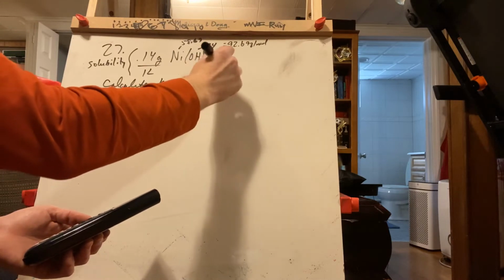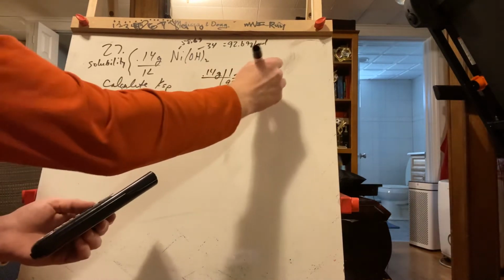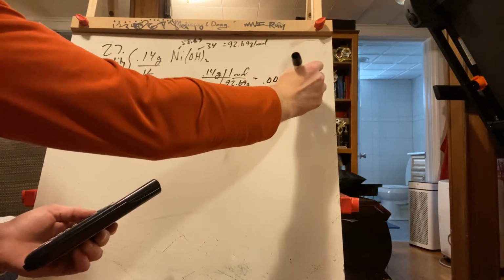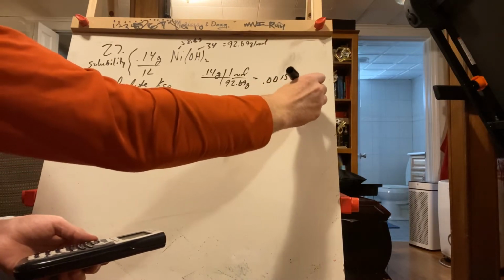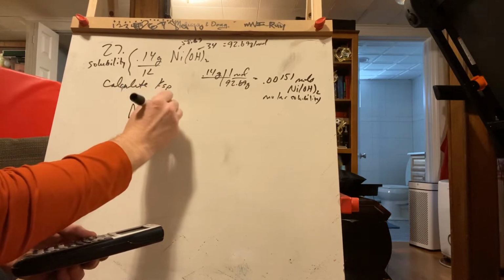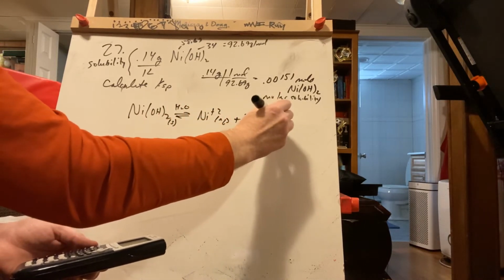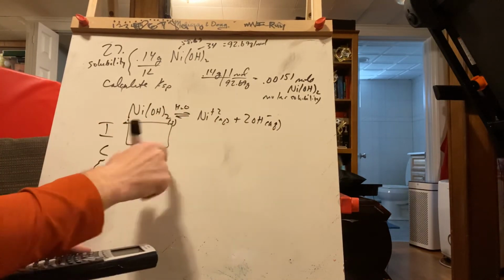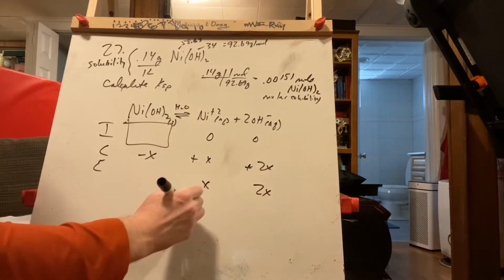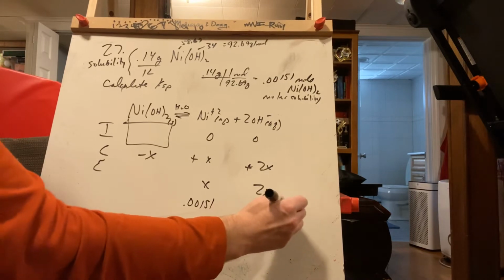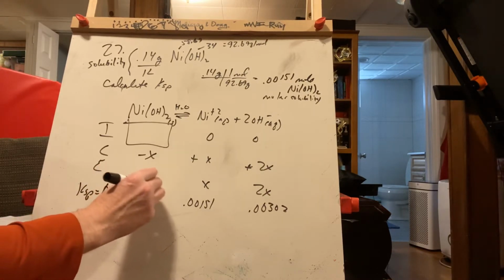And then you're going to convert this to moles. So you're going to go 0.14 grams over 92.69 grams per 1 mole, and 0.14 divided by that gives you 0.00151 moles of Ni(OH)2. So now this is your molar solubility. That's that X. Ni(OH)2 with water gives you Ni2+ plus 2OH-, and remember you have the box, and then minus X. Well, that X is your molar solubility, so you have plus X and plus 2X. X is 0.00151 and 2X is 0.00302. And then your Ksp value is going to be Ni2+ times OH- squared.